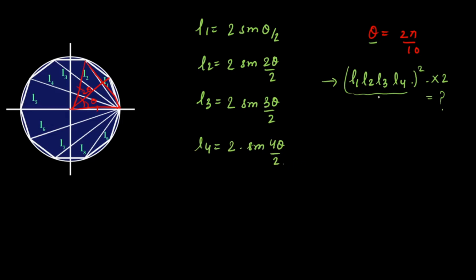Now our objective was to calculate the product of all lengths, that is L1, L2, L3, L4 whole square multiplied by this diagonal, that is the diameter, that is 2. Now let's calculate. We have 2 raised to power 4.